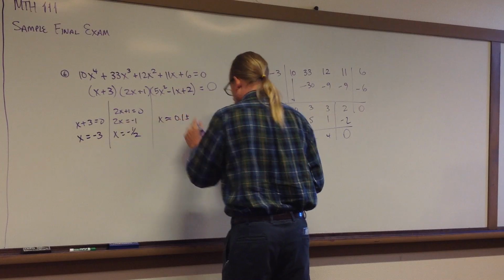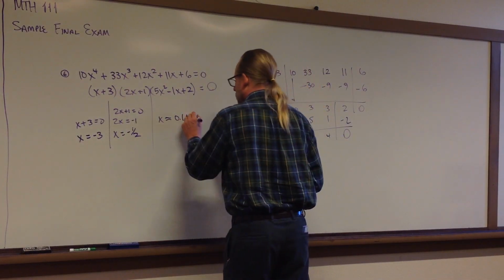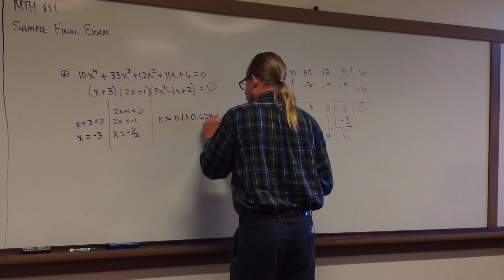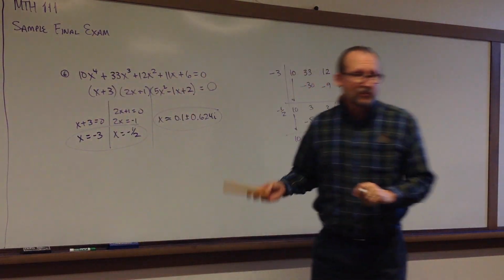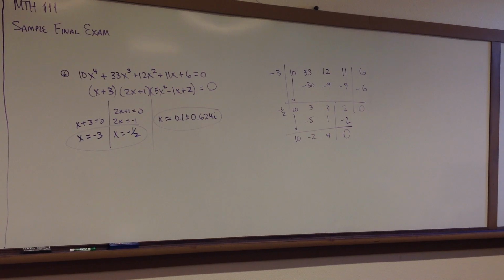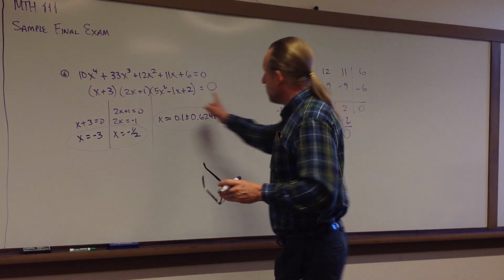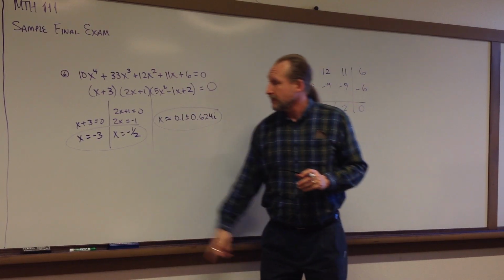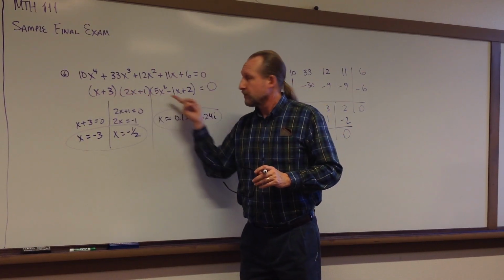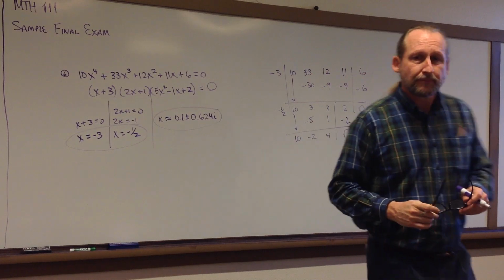0.1 plus or minus 0.624i. 2 complex roots, 2 real roots. We're all done. And also, don't forget to have the factorization for the polynomial as part of your answer. All the roots, all the factors. That's what I'm looking for.